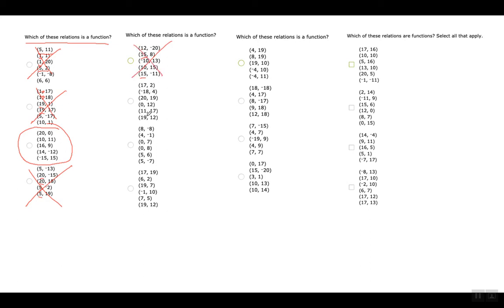Alright, in this one, this is the right answer. Esta está correcta. It's pretty, you can do them pretty fast. Okay, this one, when x is 0, you got two different y values, and when x is 5, you got two different y values. So that one's wrong.